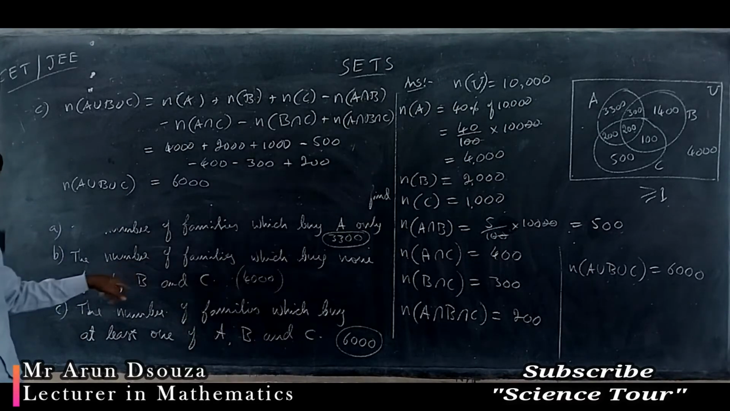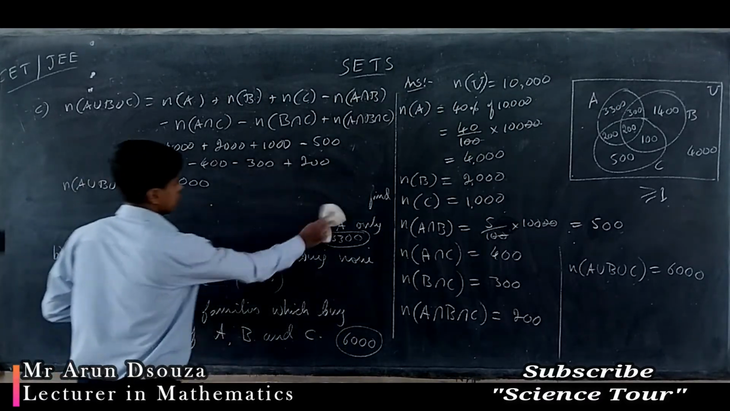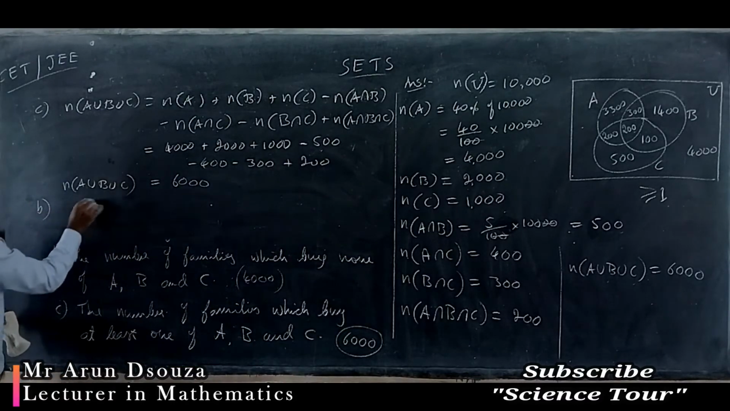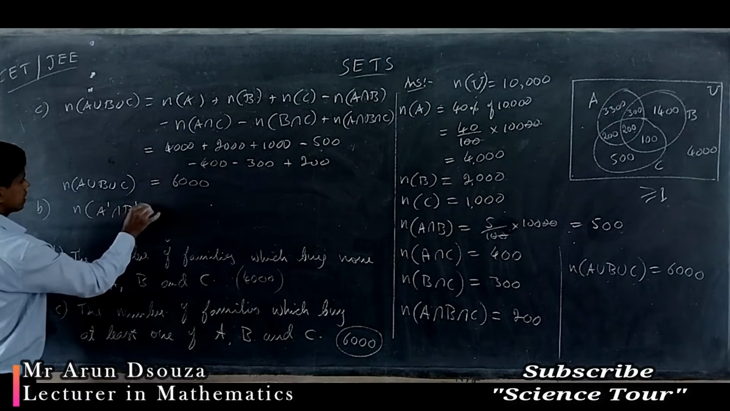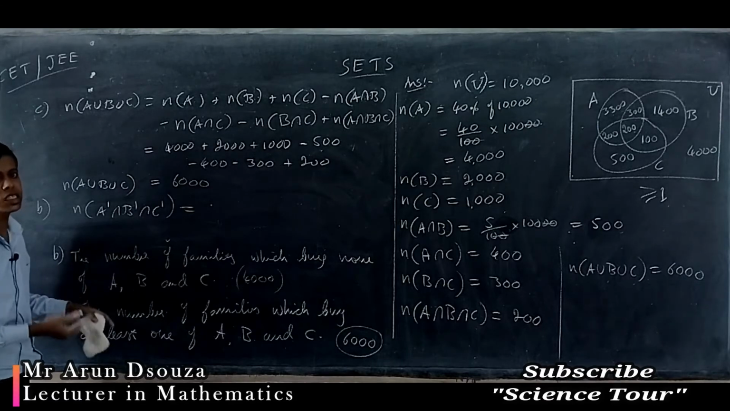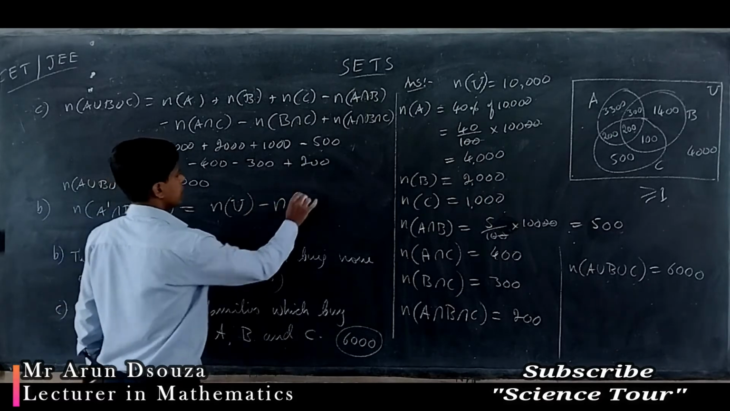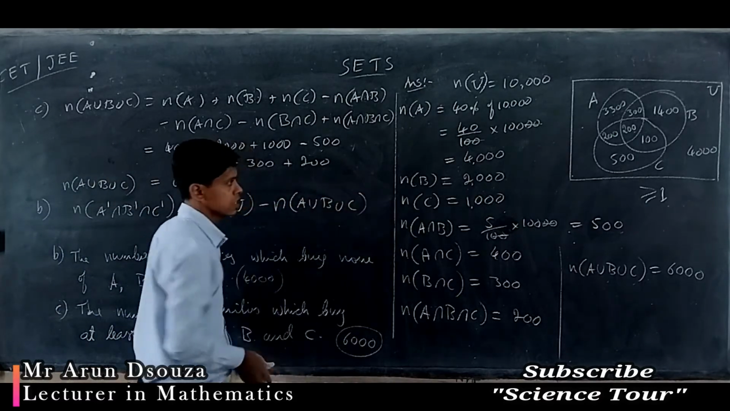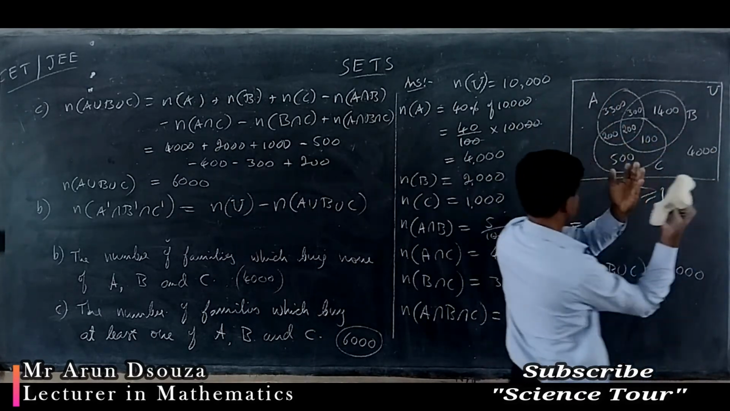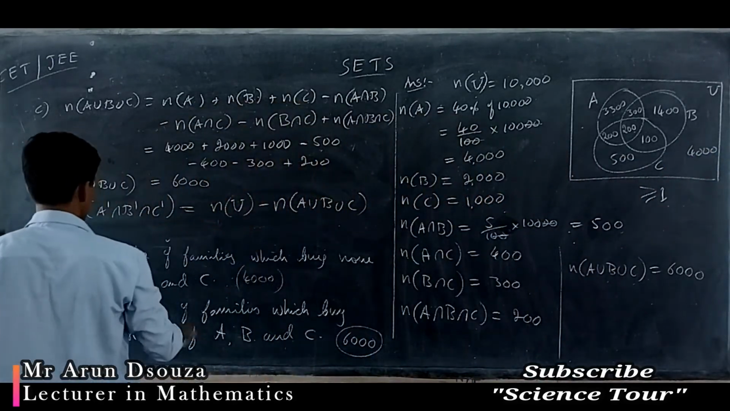Now, the number of families which buy none of them. What is the meaning of none of them? See, none of them is A dash intersection B dash intersection C dash, not A and not B and not C. That is none of ABC, correct? So that is nothing but n of universal minus union of all the three. So n of universal, from that remove this, that will give you those who are found in only U. Okay, so this is only U actually.